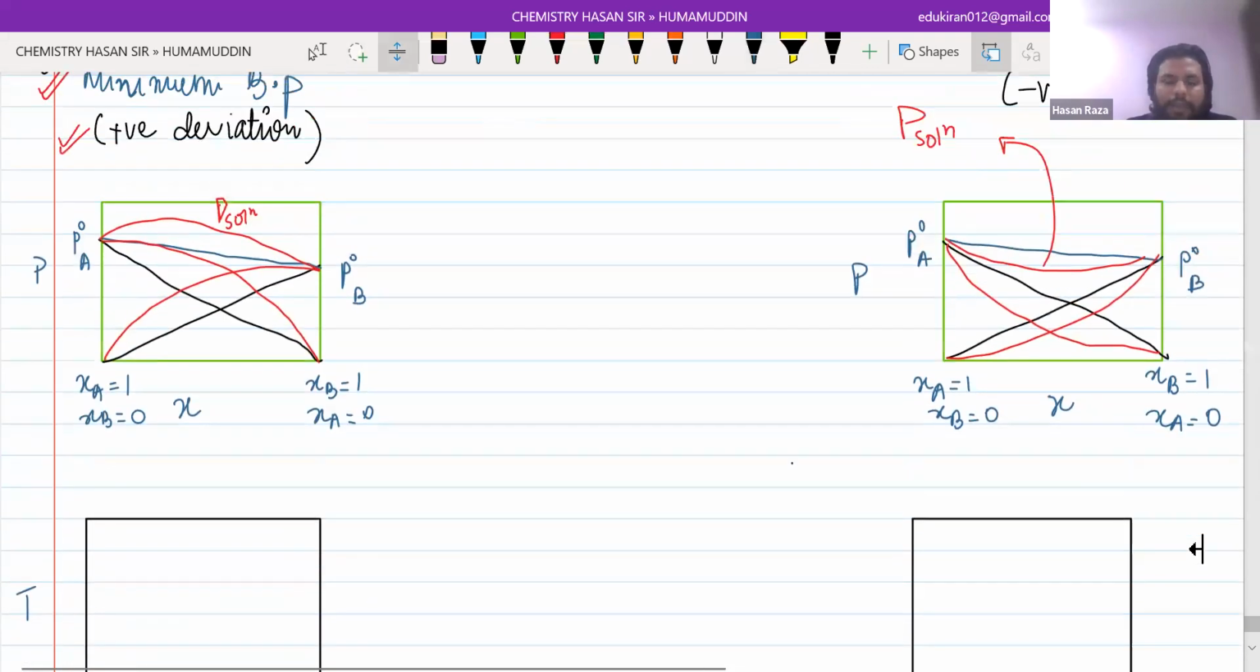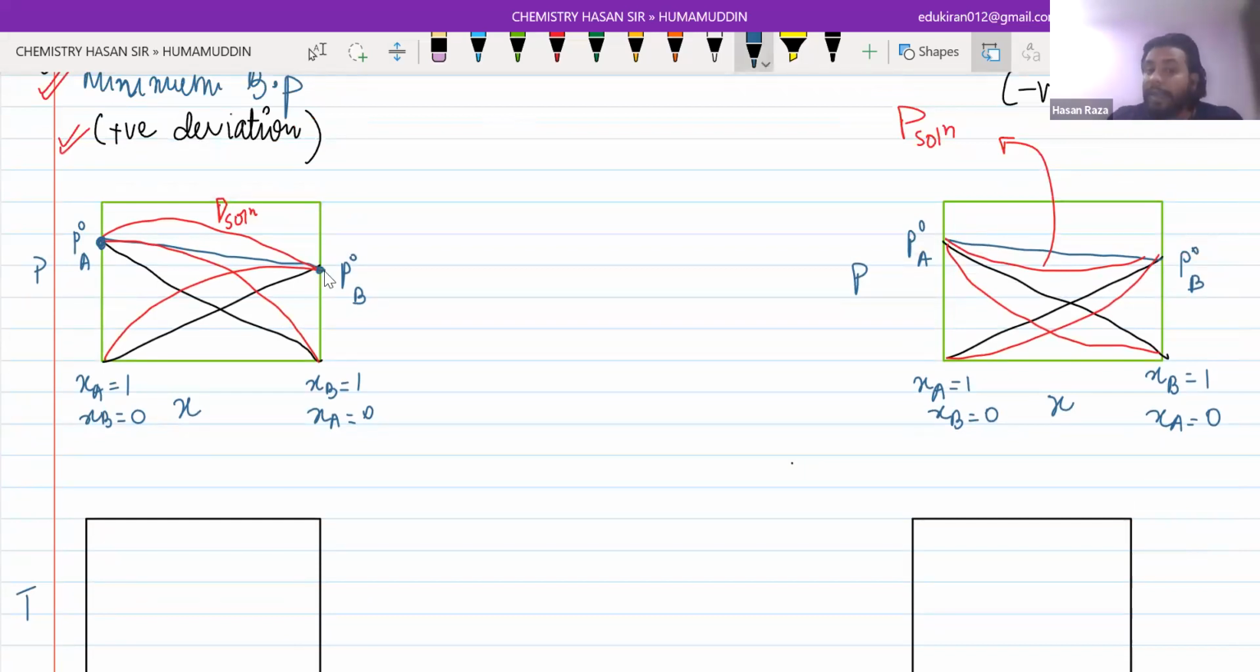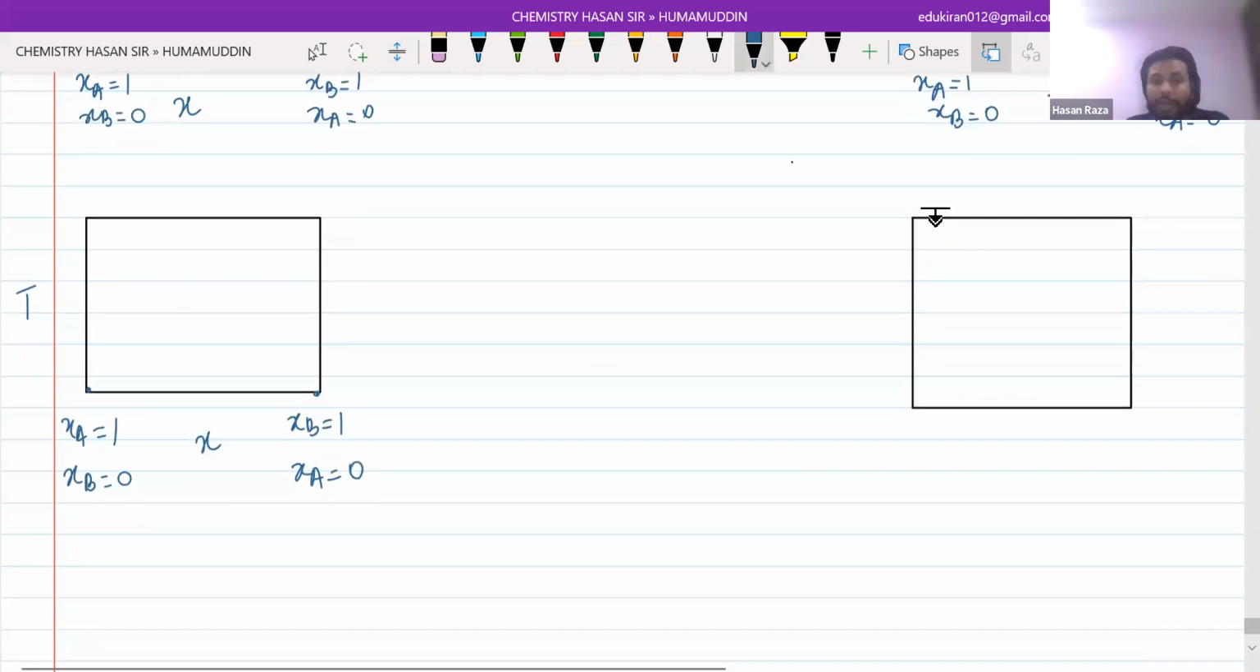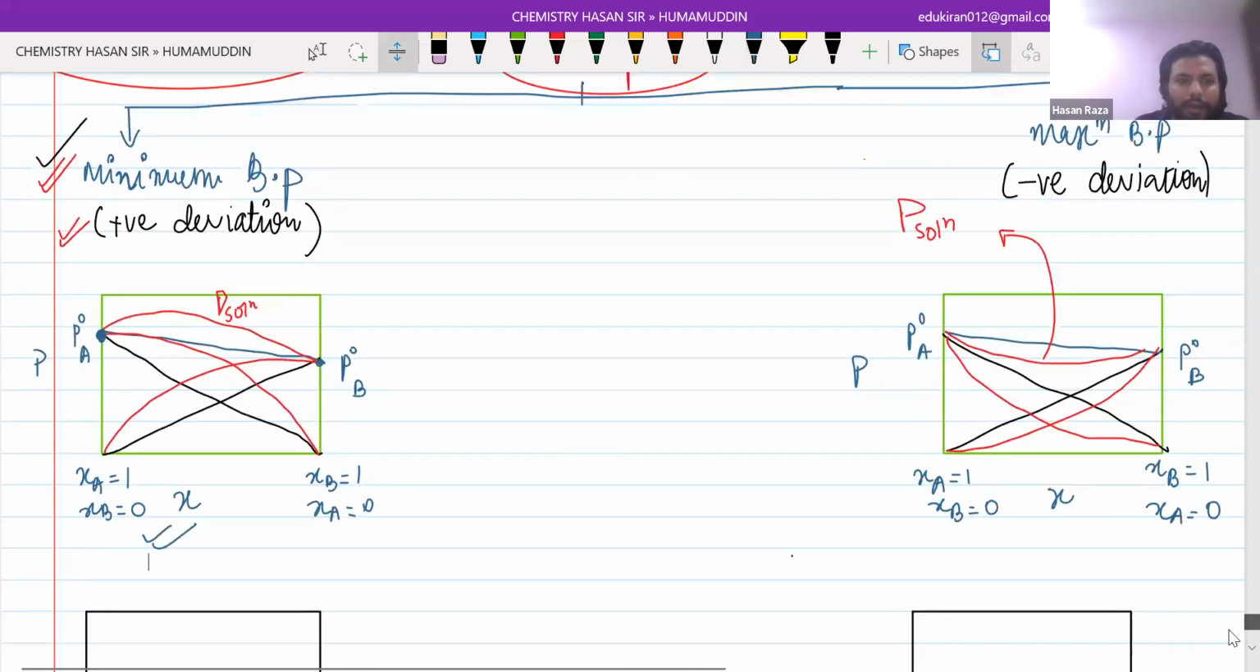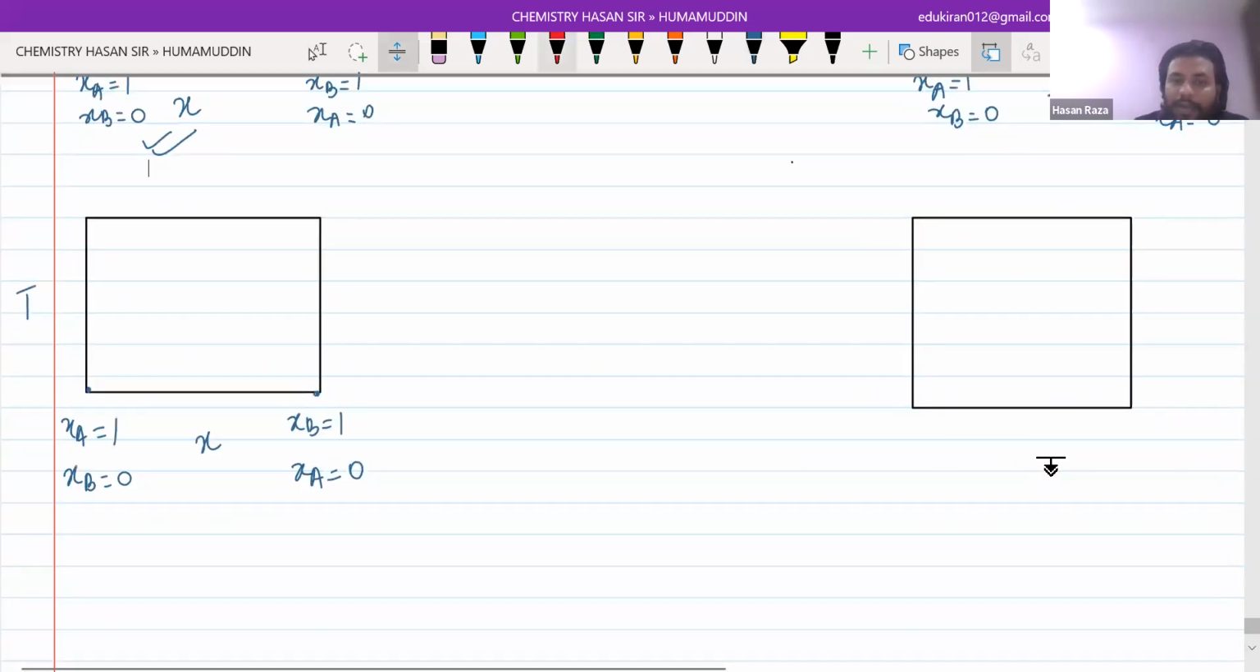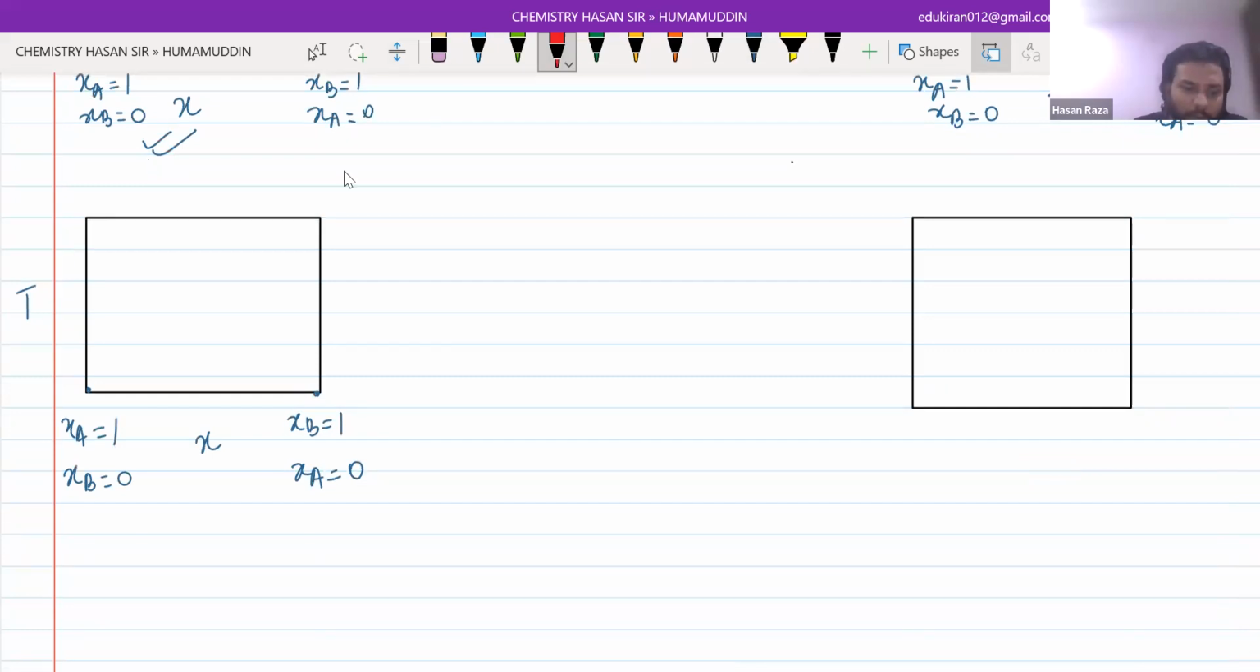Can you tell me, if P naught A is here and P naught B is here, that represents basically A is more volatile than B? Yes or no? A is more volatile than B. Are you getting my point? Yes, because sir, A has more vapor. Okay, that's why. Now, as I told you, when you are going to mix them, their boiling point becomes equal. Since this is your positive deviation, more vapor pressure means less boiling point, or minimum boiling point.